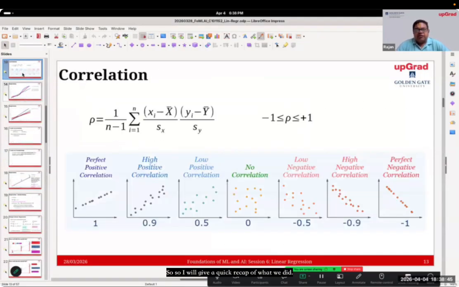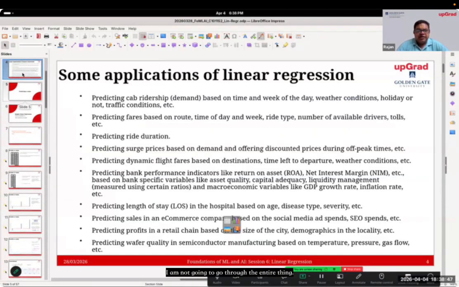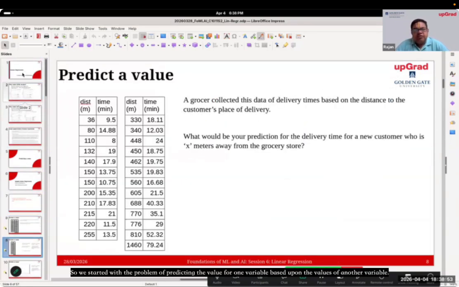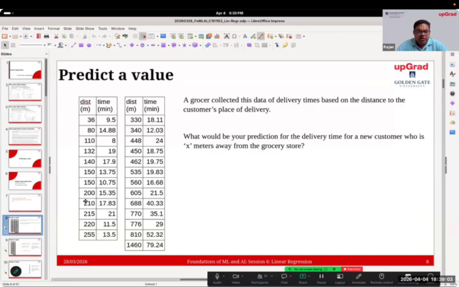I'll give a quick recap of what we did. I'm not going to go through the entire thing. We started with the problem of predicting the value of one variable based upon the values of another variable. So we have one dependent variable and one independent variable. Both of these are continuous numbers. Therefore, we call this a prediction problem.